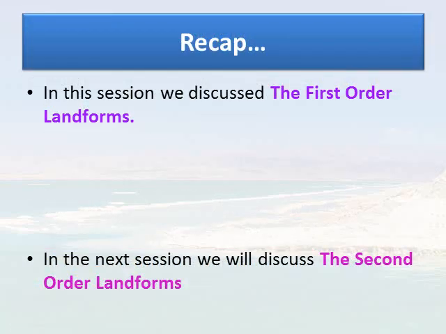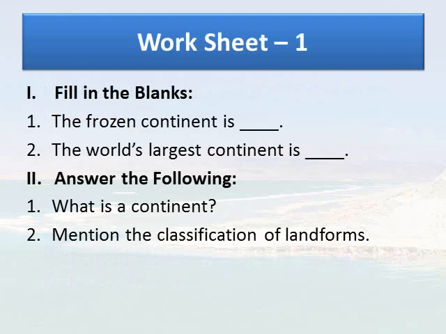Before winding up this session, let us have a recap. In this lesson, we discussed the first order landforms. Continents and oceans are grouped as first order landforms. The vast land masses on Earth are called continents and huge water bodies are called oceans. The 7 continents are Asia, Africa, North America, South America, Antarctica, Europe and Australia. The 5 oceans are Pacific, Atlantic, Indian, Southern and Arctic. In our next session, we will discuss the second order landforms.